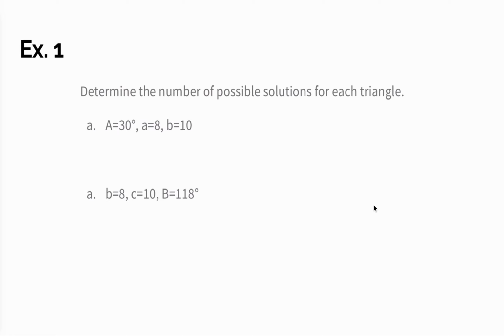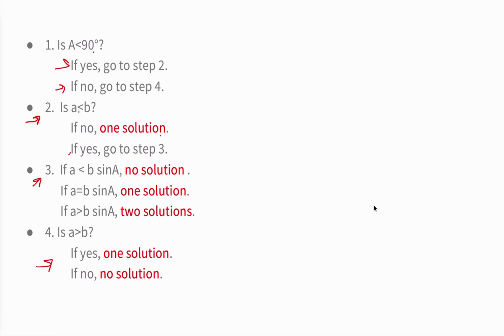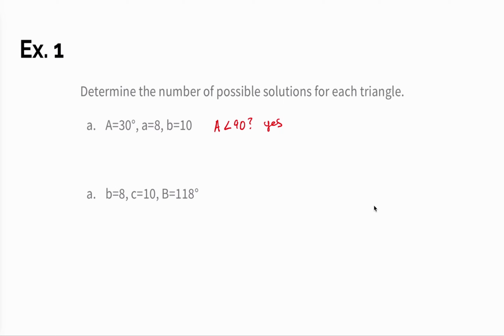All right, so determine the number of possible solutions for each triangle. Is A less than 90 degrees? Yes. So we're going down that left-hand side of the flowchart. Here, we're at yes, go to step 2. Is A less than B? Or side A less than side B? Yes.